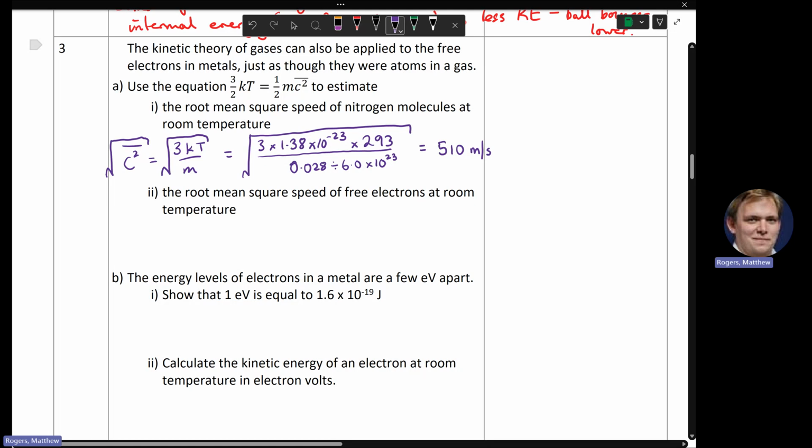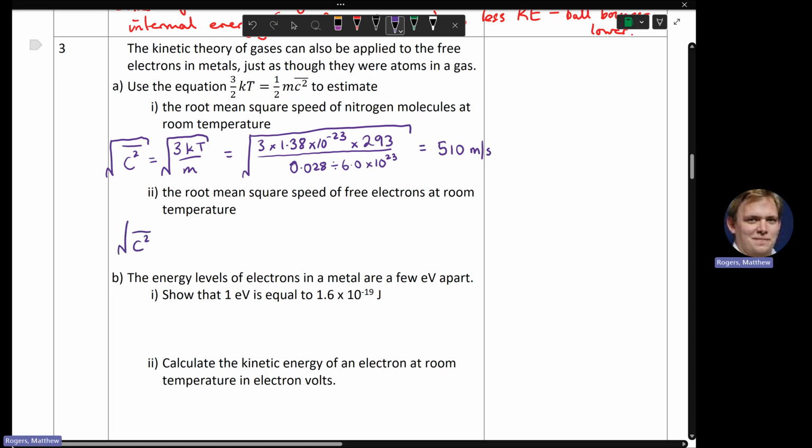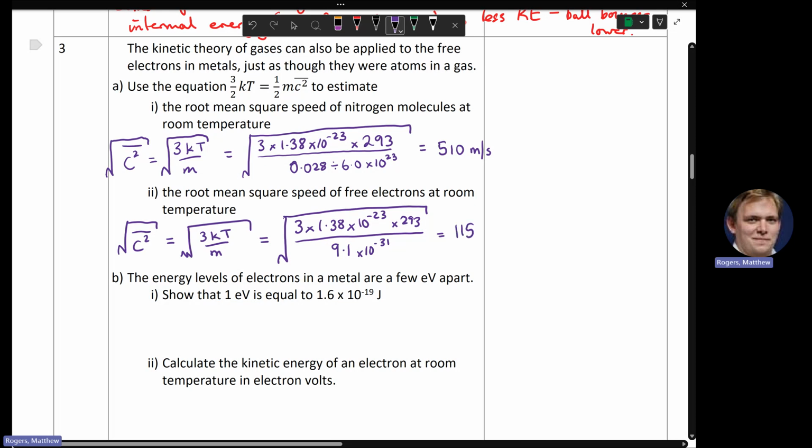That's the nitrogen molecules. And then the second part says, what's the root mean square speed of free electrons at room temperature? So we're going to use the same principle. The root mean square speed is the square root of 3 kT over m, so everything on top is the same. The square root of 3 times 1.38 times 10 to the minus 23 times 293, divided by the mass of an electron on the bottom, 9.1 times 10 to the minus 31 kilograms, which gives us a speed of 115,000 meters per second.